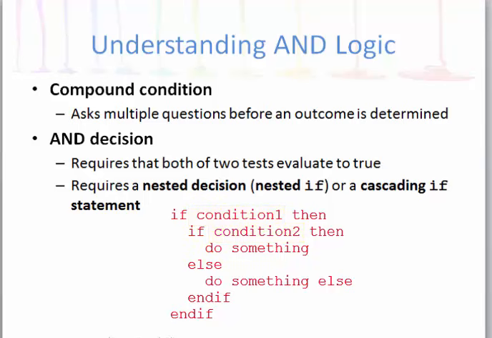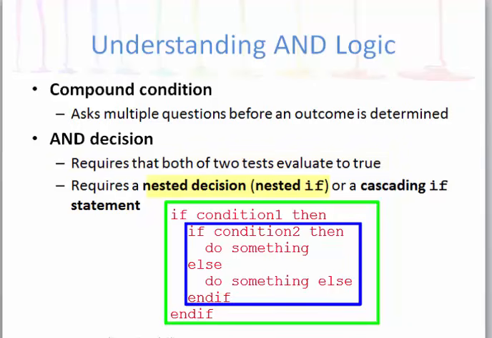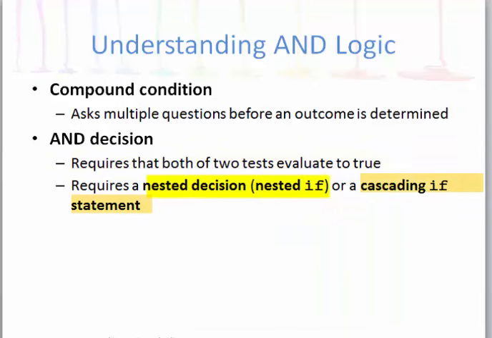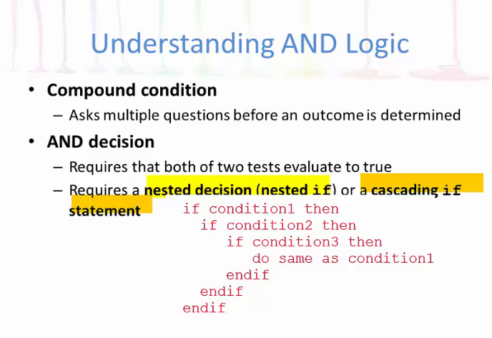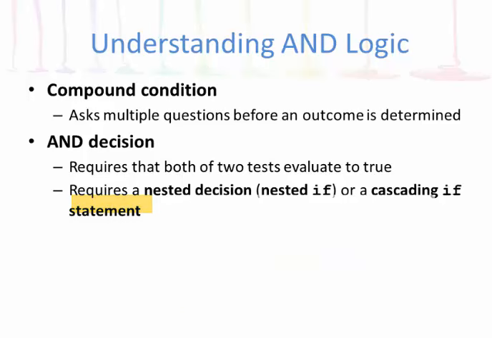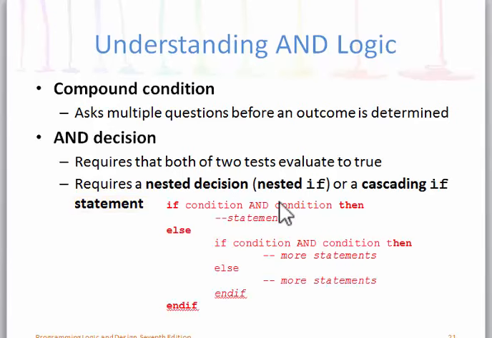An AND decision requires that both of two tests evaluate to true, and requires a nested decision, a nested if, or a cascading if decision. If condition 1, then do; if condition 2, and if condition 3, then and only then we do something. That is a cascading if. So let me go through this with an example.